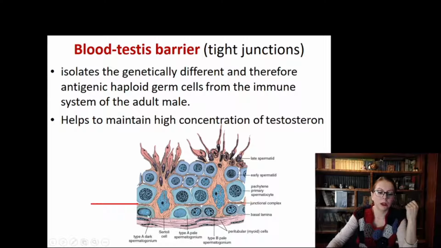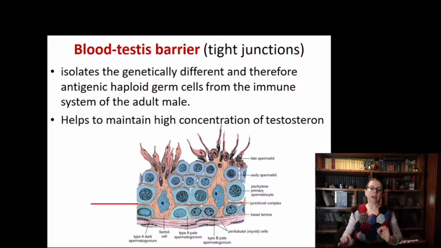So what is the nature of this barrier? Actually, it is made up of tight junctions between Sertoli cells. Also, the actin cytoskeleton and smooth endoplasmic reticulum of Sertoli cells are involved in the formation of those junctional complexes. But the most important component, of course, is the tight junctions.